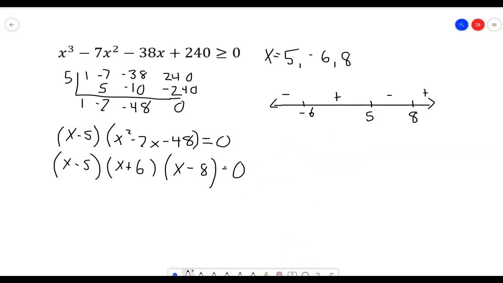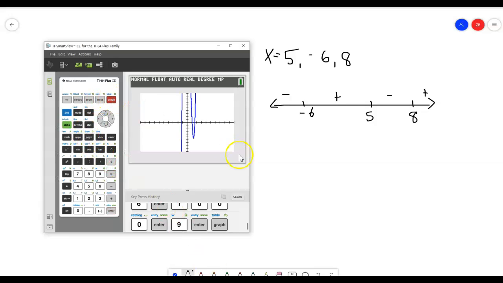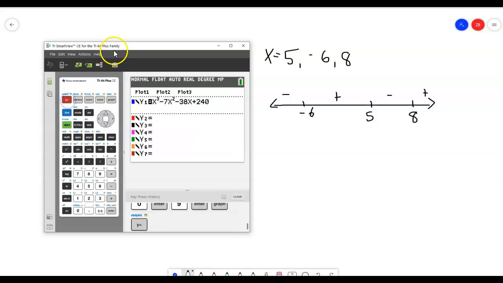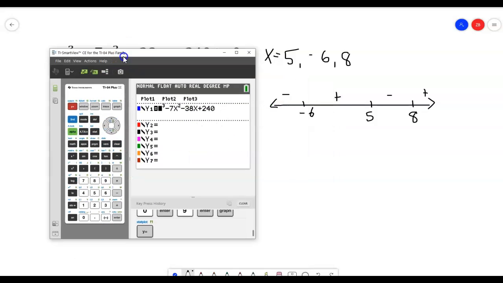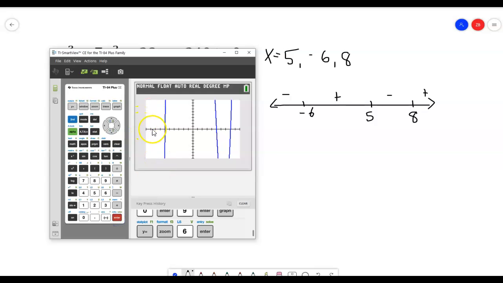And if we look at the graph, and graph this thing, let me go to Zoom Standard. I think I left it in that last one. There we go. See, up until -6 I'm below, and then from -6 to 5 I'm above the x-axis, and then from 5 to 8 I'm below the x-axis, and then after 8 I'm above the x-axis.